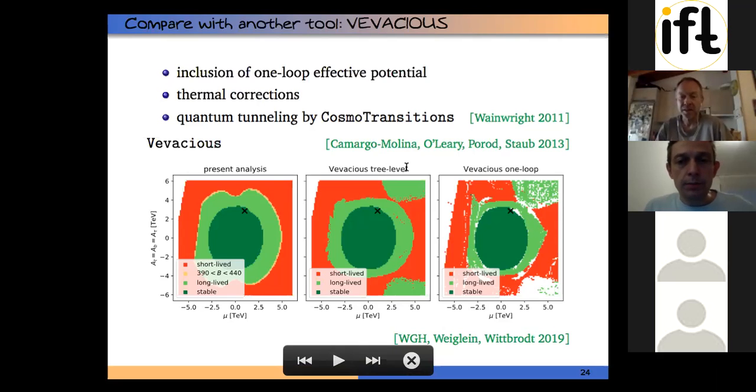There were also some issues, like here in these corners in this Vevacious tree level, up and down on the right side, where Vevacious used the wrong minimum to tunnel into. I think this was the case where they simply go to the global minimum, and then you find out, okay, when you define the most dangerous minimum, you do a better job.